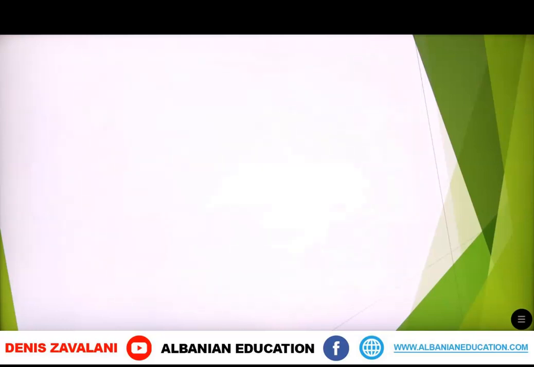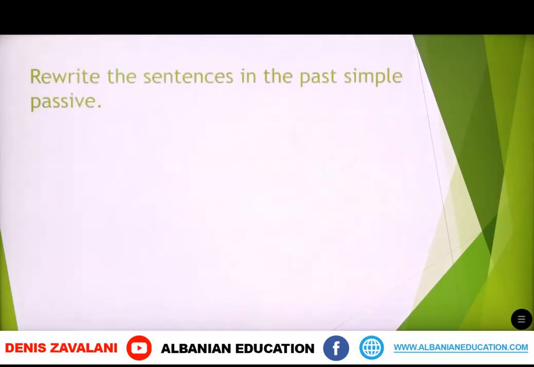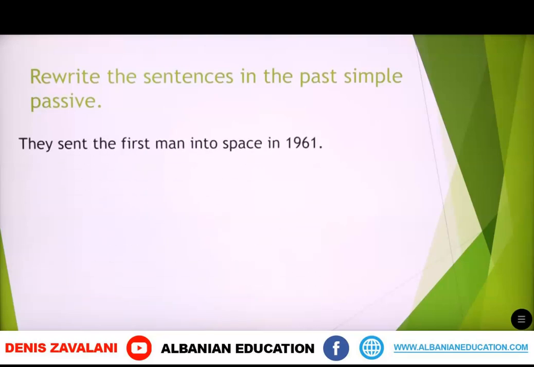And now we're moving to the other part of the exercises. Rewrite the sentences in the past simple passive. So we're going to provide you with some sentences that are in the active voice. You will try to change them into the passive voice. The first is, they sent the first man into space in 1961. So how would you change this sentence and write it in the passive voice?